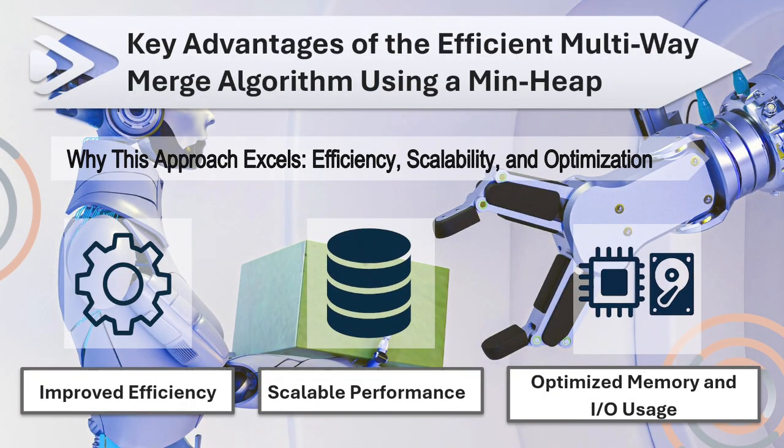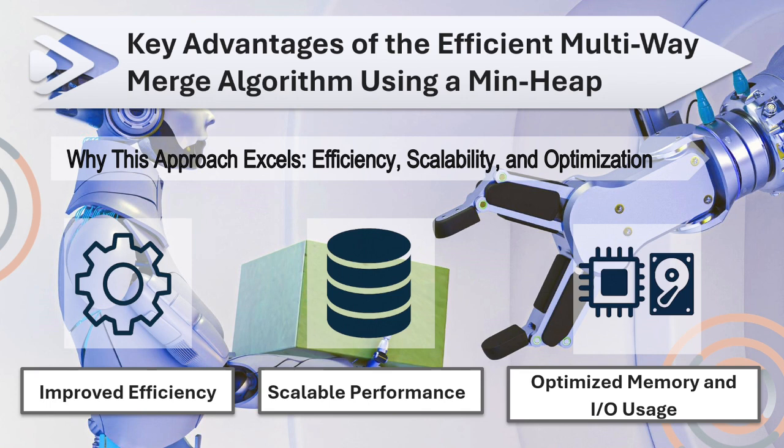Key advantages of the efficient multi-way merge algorithm using a min heap. This algorithm presents a highly effective and scalable solution for merging multiple sorted lists, especially when dealing with large datasets. So why do we need to use a min heap? By incorporating a min heap, the merging process becomes more systematic and efficient.